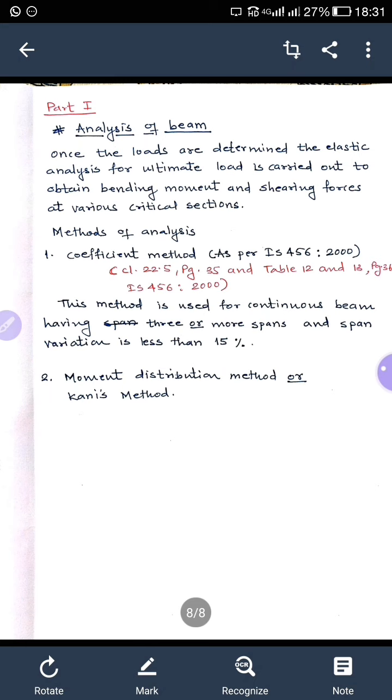So this is all for this lecture. In the next one we are going to have a numerical wherein we directly do load calculations, design for flexure and design for shear.